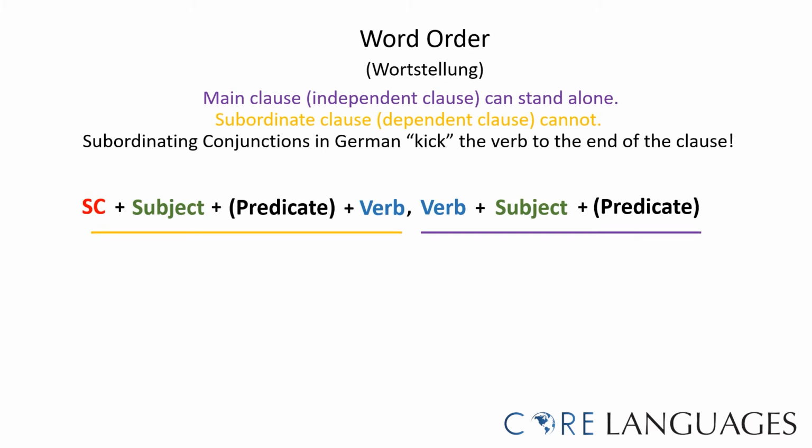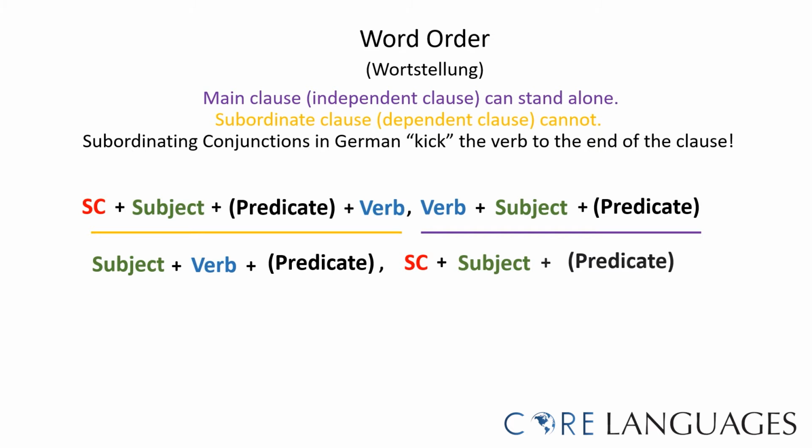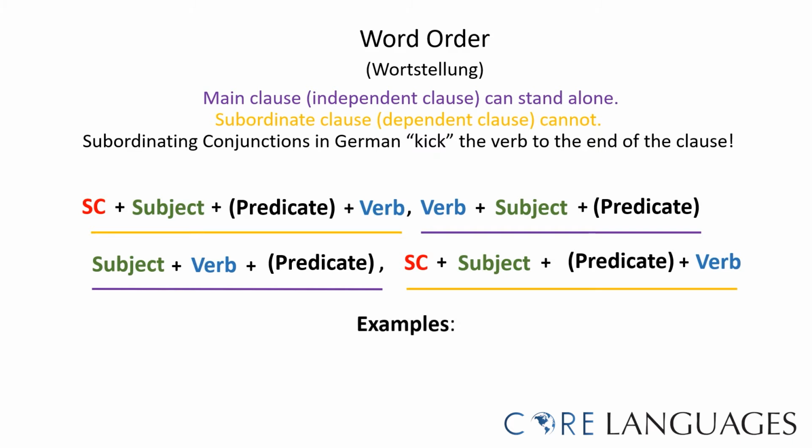When we start with the main clause, we have the subject, then the verb, then the predicate. And then in the subordinate clause, we begin with a subordinating conjunction, the subject, the predicate, and then the verb that was kicked to the end of the clause by the subordinating conjunction. This is the main clause, and this is the subordinate clause.